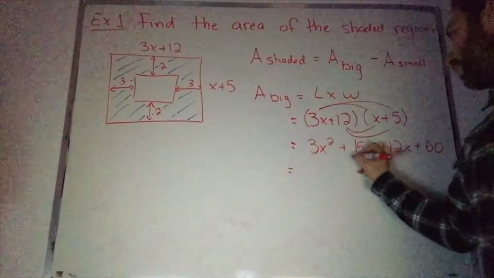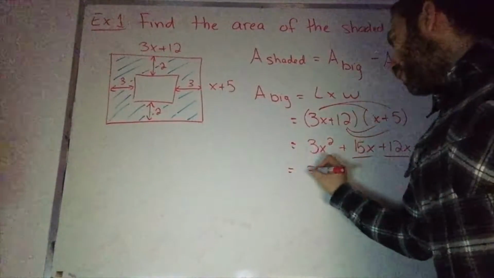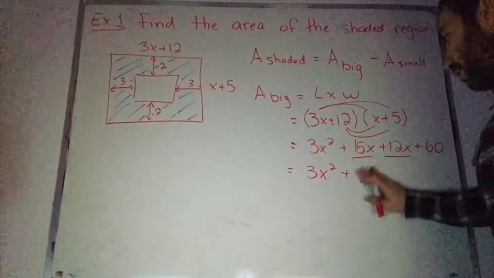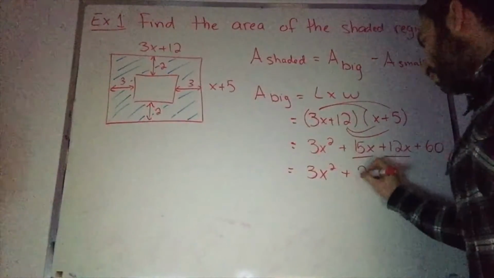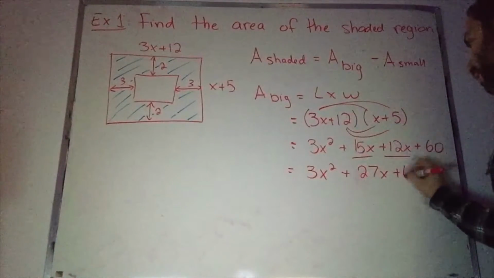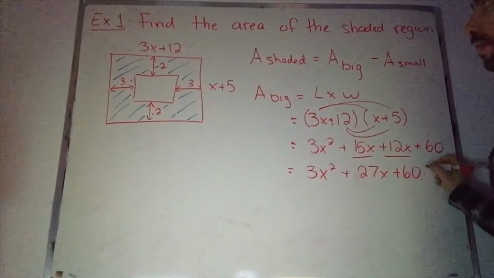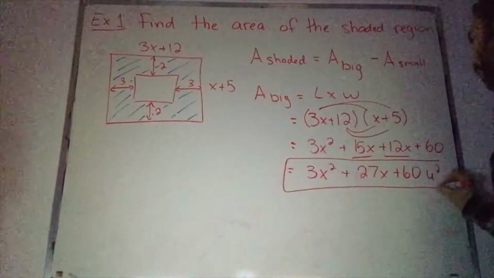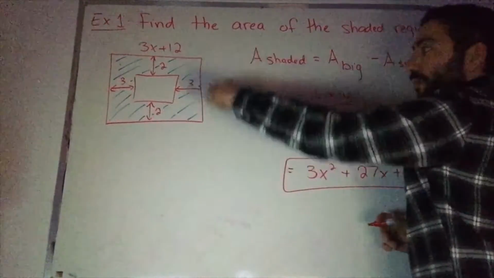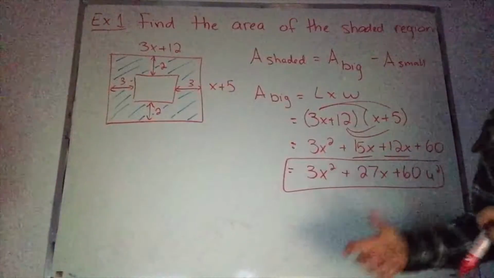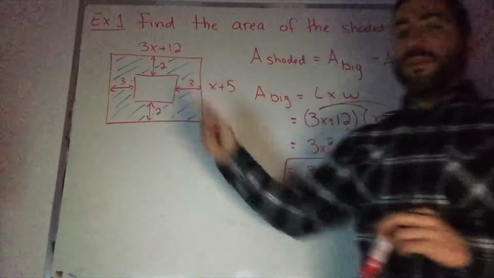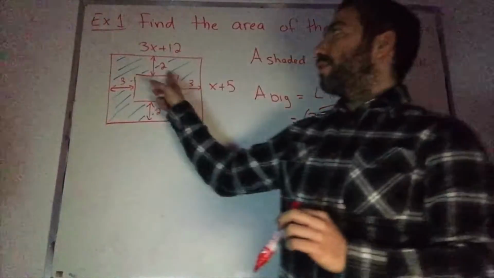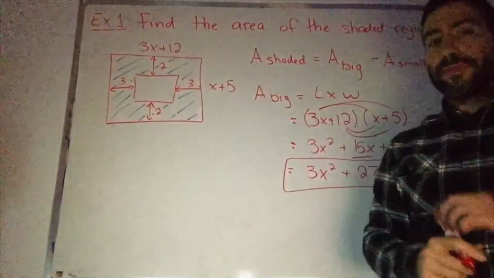Next we combine like terms, and we get 3x squared plus 27x plus 60. Whatever the units are, so units squared. This is the area of the total shape. Now our goal is to find the area of the small rectangle. This is a bit more difficult because we don't actually have the dimensions here. So there's a bit of work that we have to do.